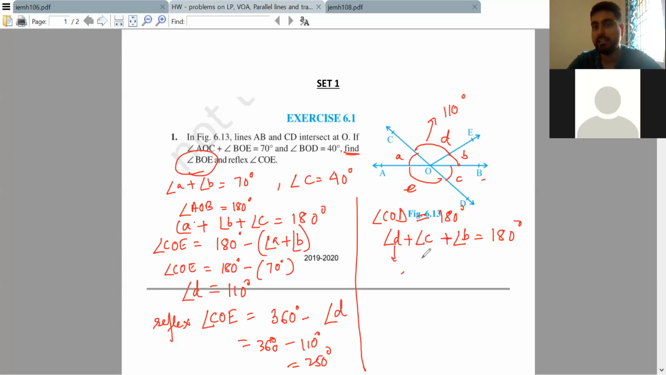You already know angle D, you already know angle C. D you found out 110. C is given 40 degree. You can find B. So finally, angle B is equal to what, Shiva? What is the answer you're getting after doing all of this?